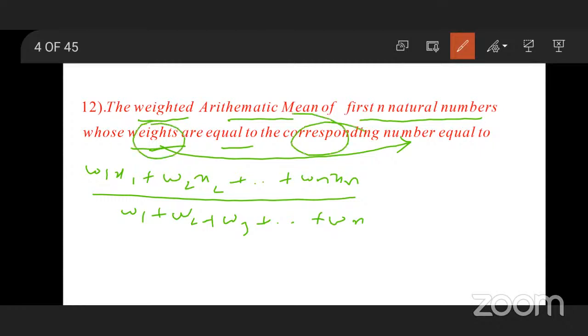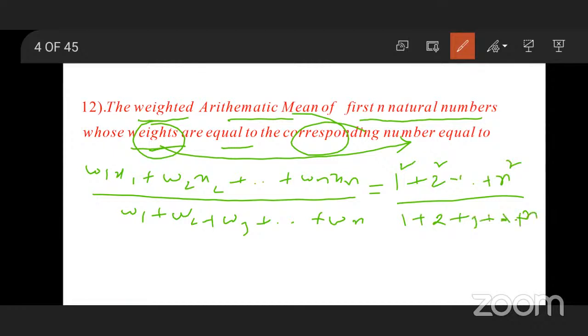For example, W1 we take 1, x1 is equal to 1. W2 we take 2, x2 is equal to 2. Indirectly, W1 value and x1 value are equal, and W2 value and x2 value are equal. So 1 into 1 is equal to 1 square. Next, 2 into 2 is equal to 2 square. The last one, n into n is equal to n square, divided by the sum of the numbers 1 plus 2 plus 3 plus so on, up to n only.